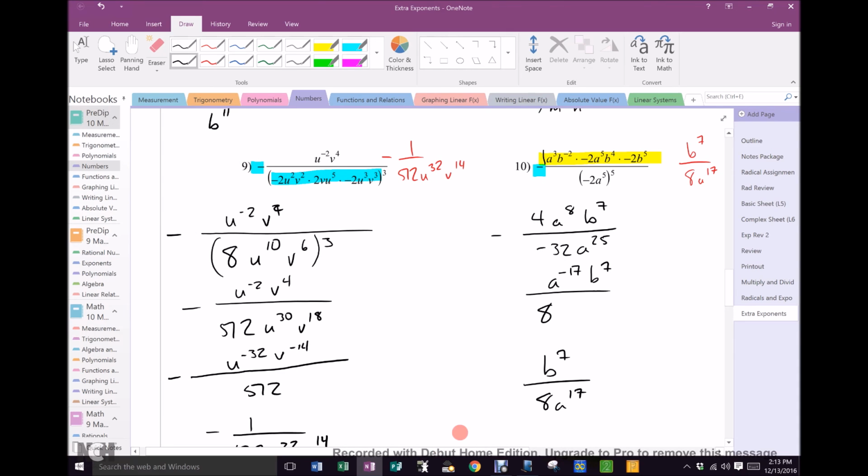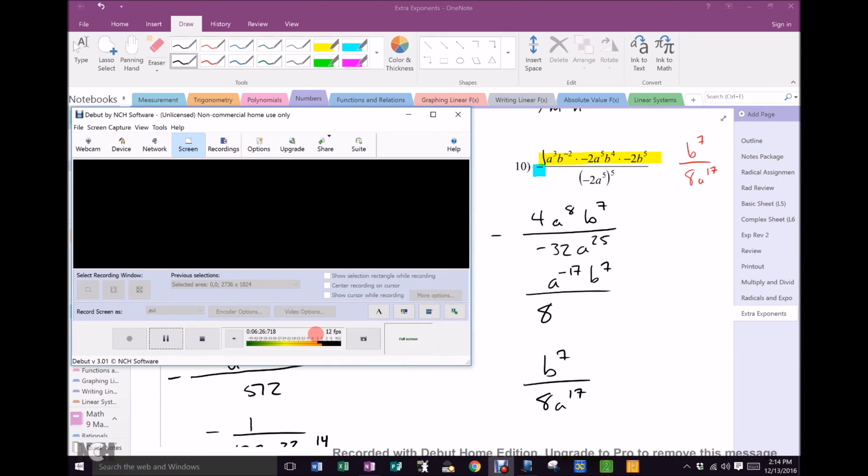Remember, you can pause this anywhere you need to have a look.